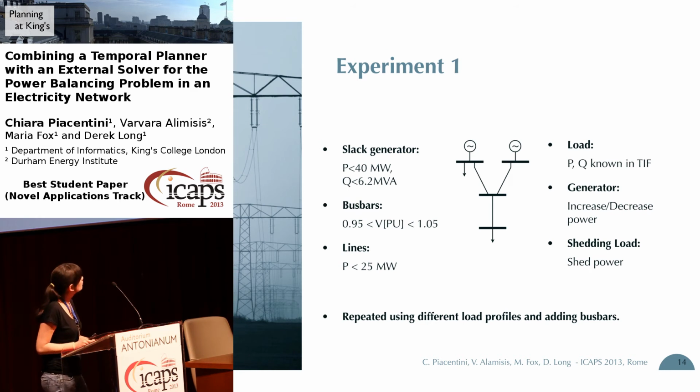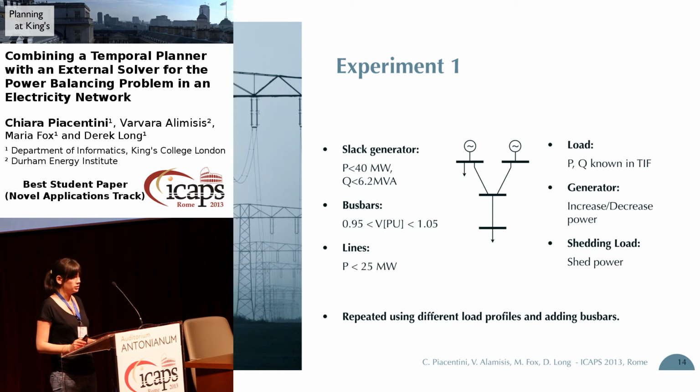Okay, so in order to evaluate our implementation, we perform two different experiments. The first is to verify the scalability in terms of size of the network, and the second is to verify the scalability in terms of number of possible choices that we have. For the first experiment, we use this network. We have a slack generator for which we have a limit on the power that it can produce. We have bus bars. And we have this constraint on the voltage. We have a threshold on the power flow into the line.